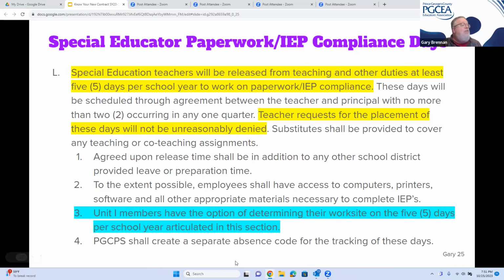Really importantly, when we first started this last year, they said they were going to put a code in to make sure that people were putting these in as special ed compliance days. They do now have a separate absence code, and you need to put them into Oracle using that code. Part of that is to track that people are using them. Our fear is if special educators aren't using these days, they will come for them in the next round of contract bargaining, and we don't want that to happen.